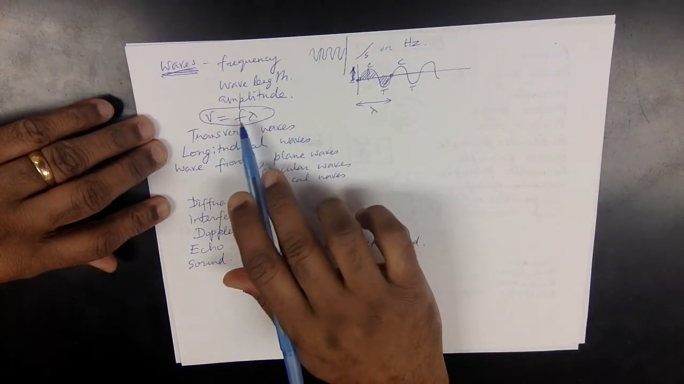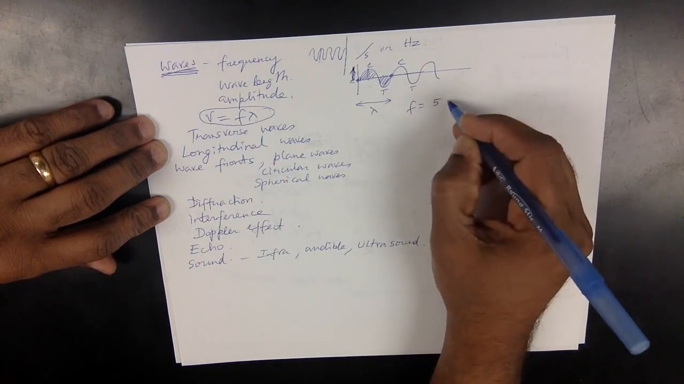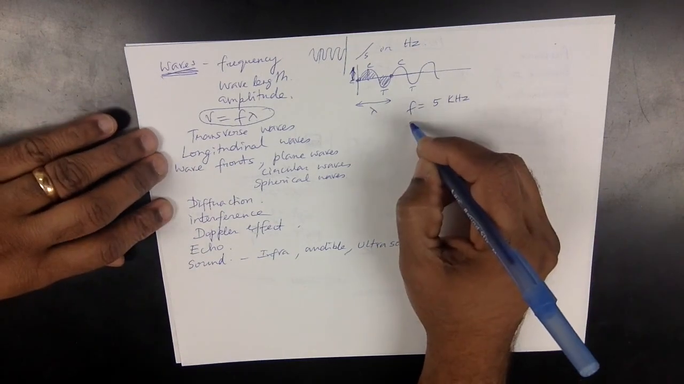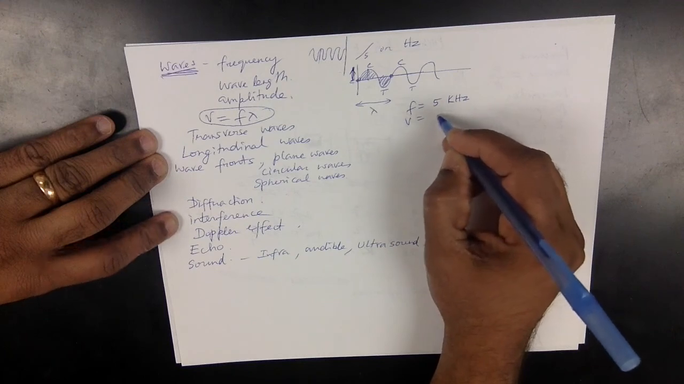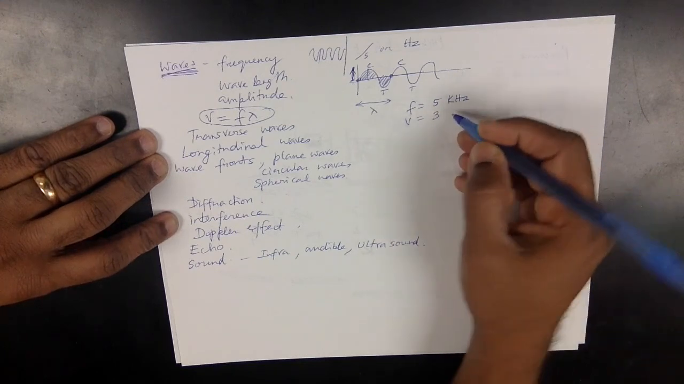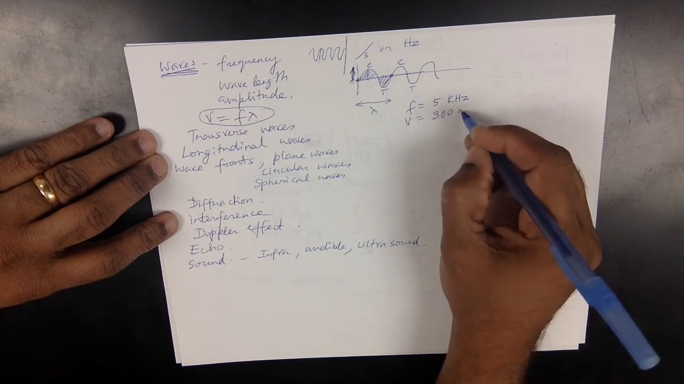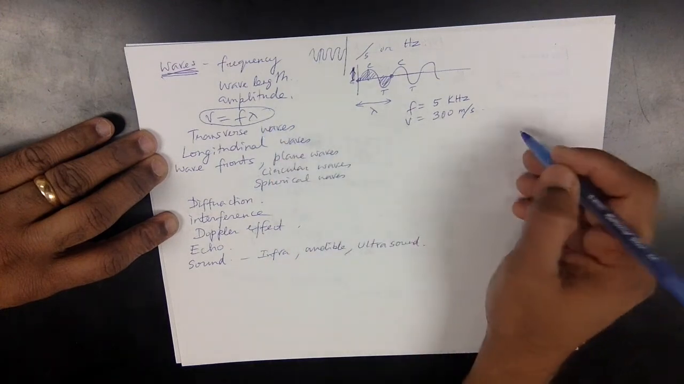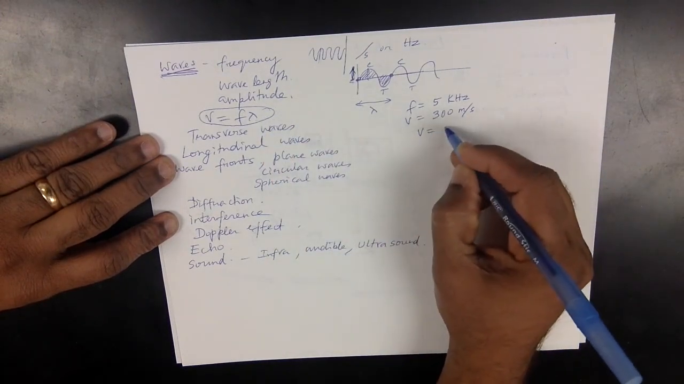if you are given the frequency, suppose the frequency is given as 5 kilohertz, and if you're given the speed as 300 meters per second. So how do you find the wavelength? So what you do is you use this equation. V is equal to F lambda.